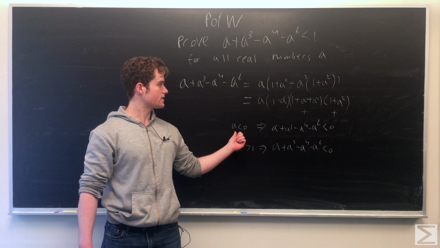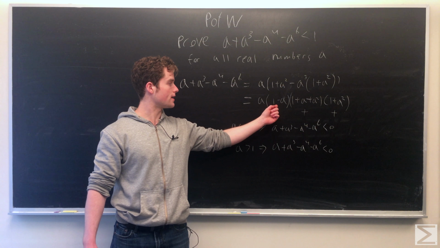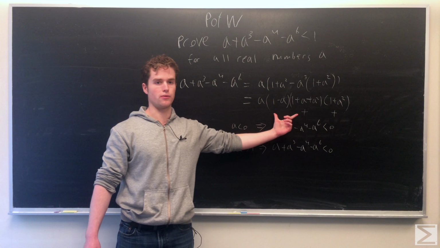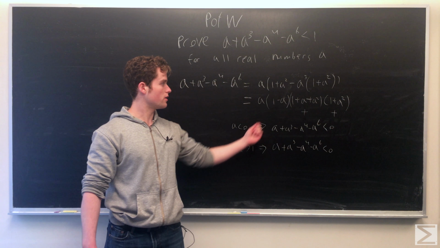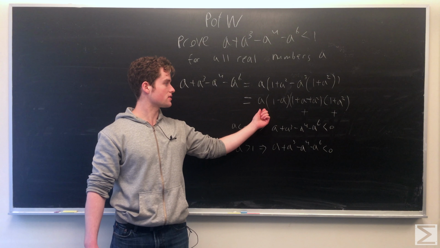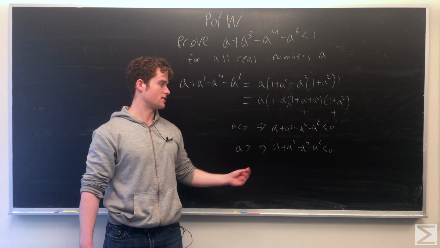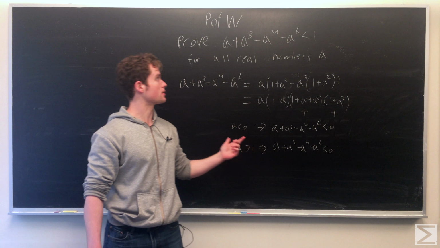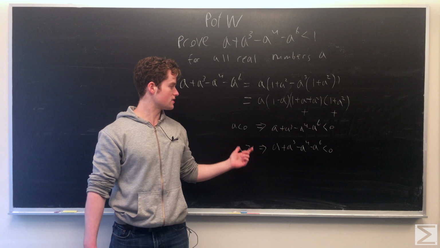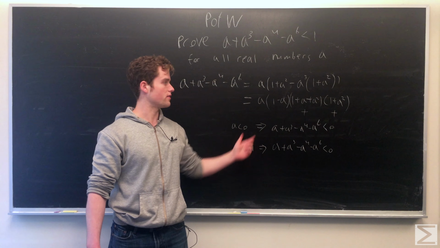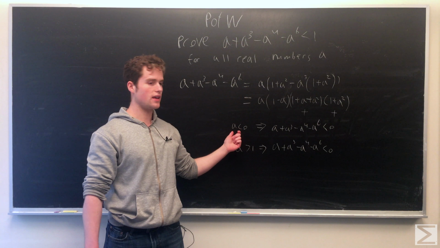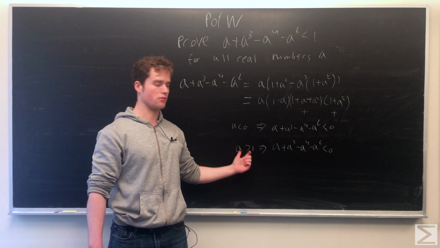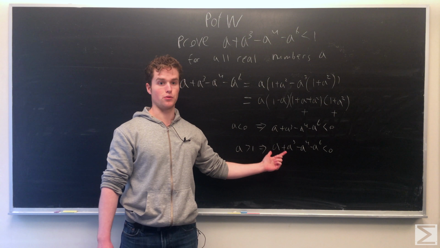Note if a is less than 0, a is negative, 1 minus a will be positive, and so this whole thing will be negative. If a is greater than 1, 1 minus a is negative, a is positive, and this whole thing will be negative. Since 1 is positive, if this thing is negative, it's definitely less than 1. Also if a equals 0 or 1, this whole thing is just 0. So for a less than or equal to 0 or greater than or equal to 1, this thing will definitely be less than 1.